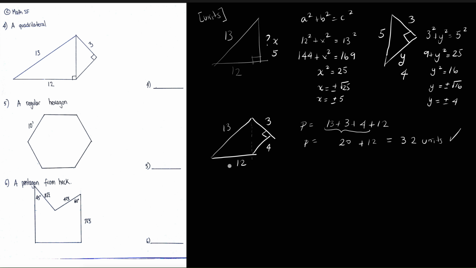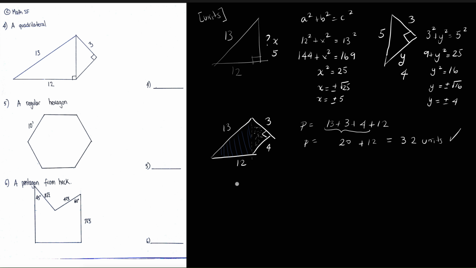But how am I going to find the area of this quadrilateral? This is not a rectangle, this is not a trapezoid, it's not one of our common quadrilaterals. But because this is broken down into 2 pieces, let me show you. I'm going to use the area of this triangle here, with the area of this triangle here.